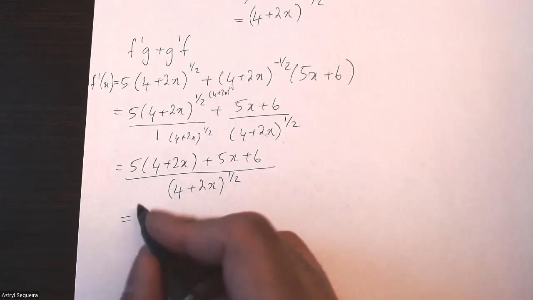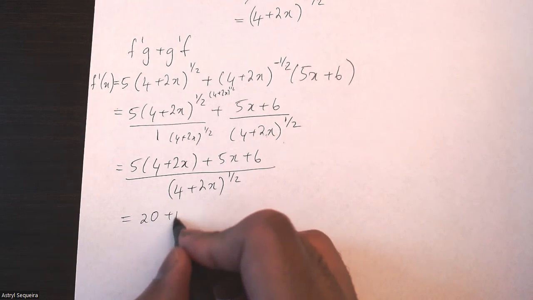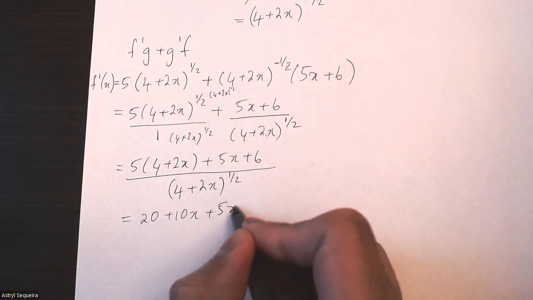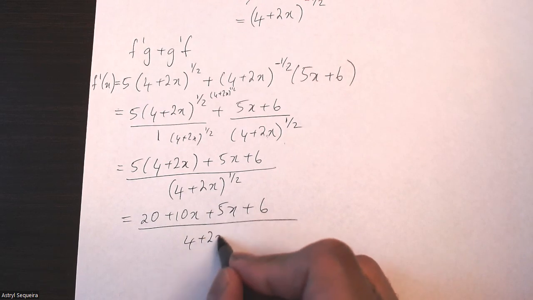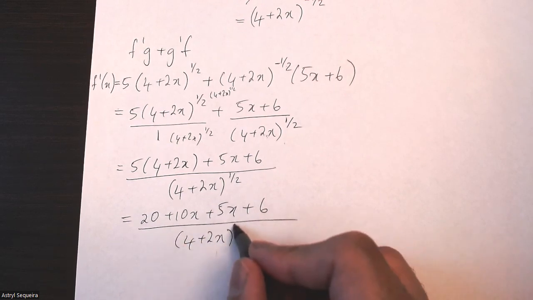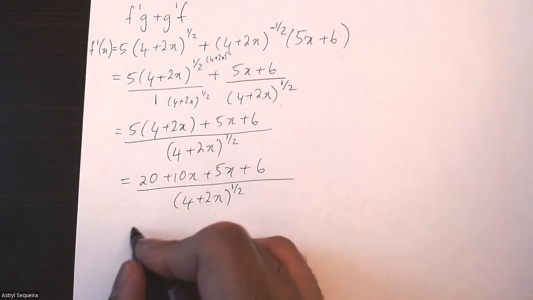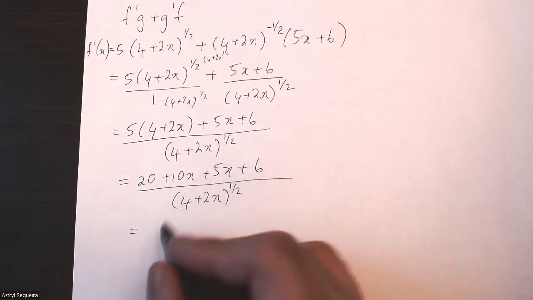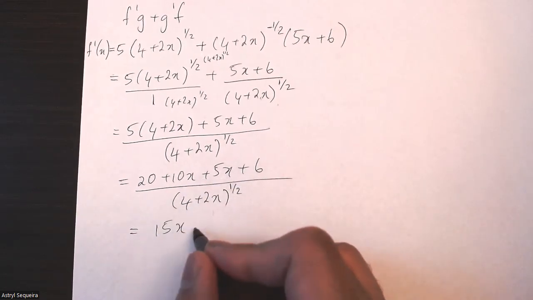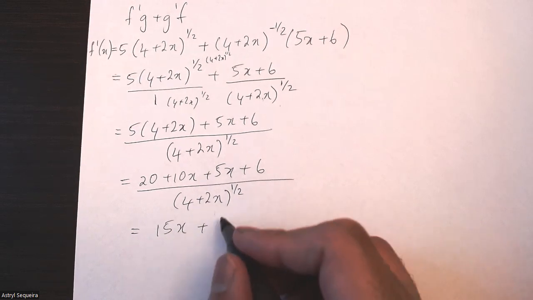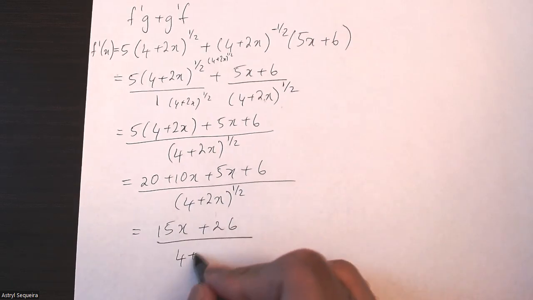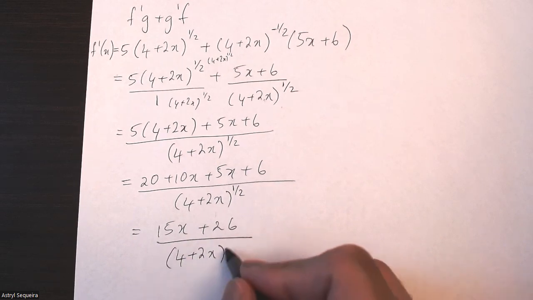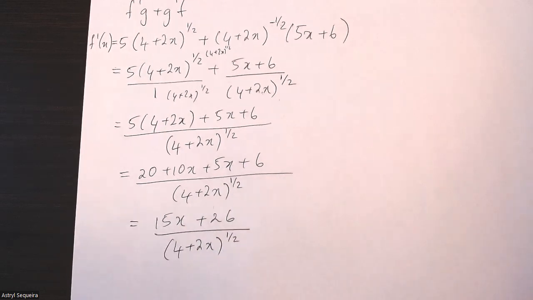Finally, I just want to distribute this into the bracket. 20 plus 10x plus 5x plus 6 over 4 plus 2x to the power of half. And then last step is to just combine like terms, which is 15x plus 26 divided by 4 plus 2x to the power of half, and that is my final simplified solution.